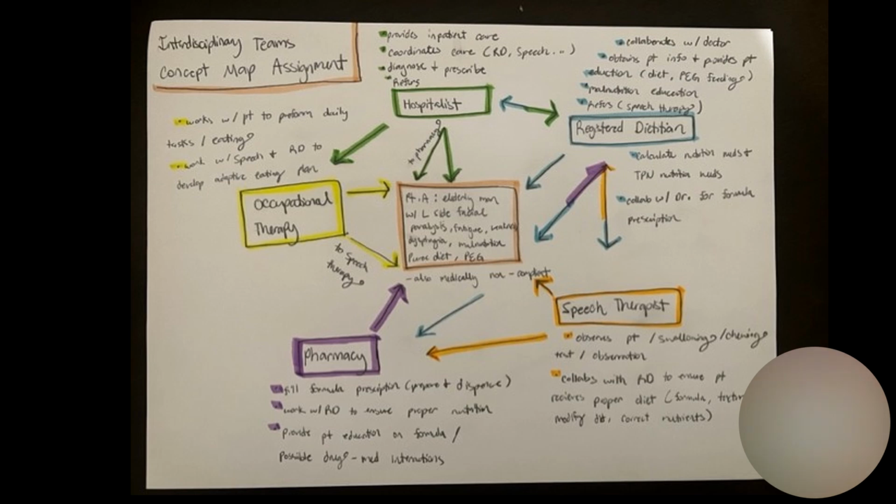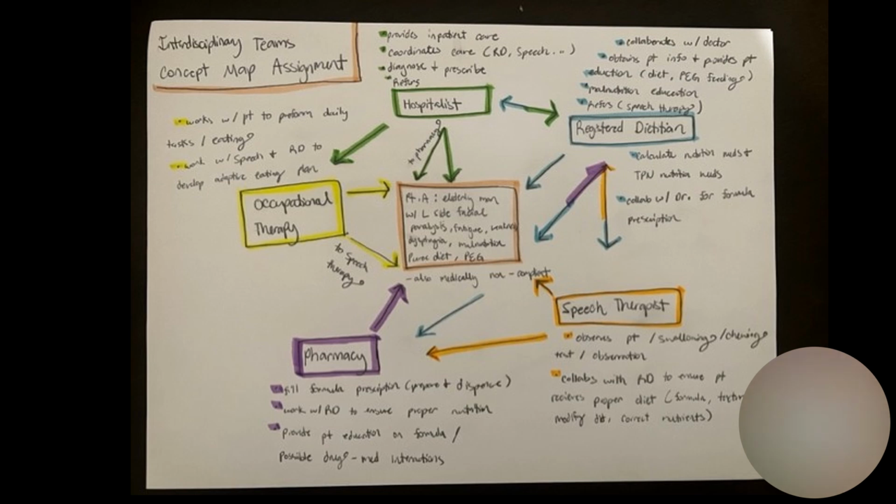I decided to do a voiceover to explain this concept map. So the scenario was that patient A was an elderly man with left side facial paralysis, fatigue, weakness, dysphagia, malnutrition, medically non-compliant, and was being discharged on a puree diet with a PEG tube.